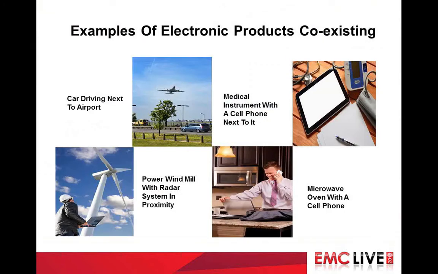Here are some examples of electronic products that have to coexist in the same environment. As crazy as it sounds, a car driving next to an airport has to stay running. There have been reports where a car engine has turned off while driving down the highway next to an airport. The cause was the radar pulse signal used to track airplanes, which caused havoc to the electronics in the car. There have been power windmills that have malfunctioned because a nearby government radar tracking system was corrupting the windmill controls.